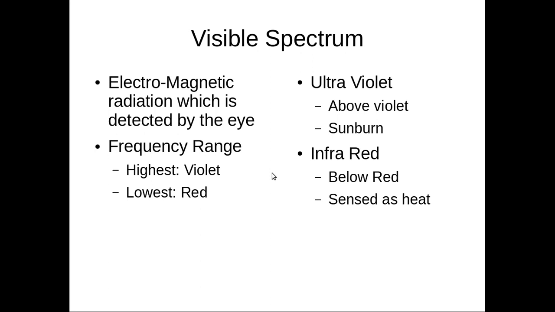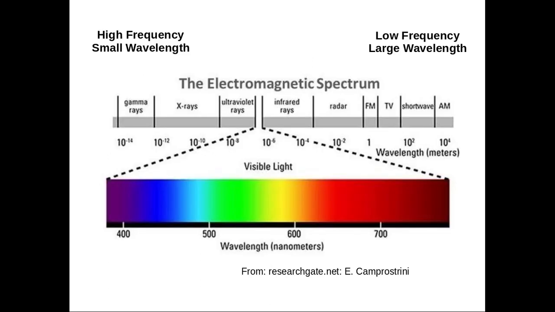Now let's talk about the visible spectrum within the electromagnetic spectrum. Here's a graph of the electromagnetic spectrum. To the right are low frequency electromagnetic waves. On the left are high frequency electromagnetic waves. Examples of relatively low frequency electromagnetic waves are radio waves, AM, shortwave, TV, FM, and radar, which is microwaves, and the high frequency electromagnetic waves are X-rays and gamma rays.